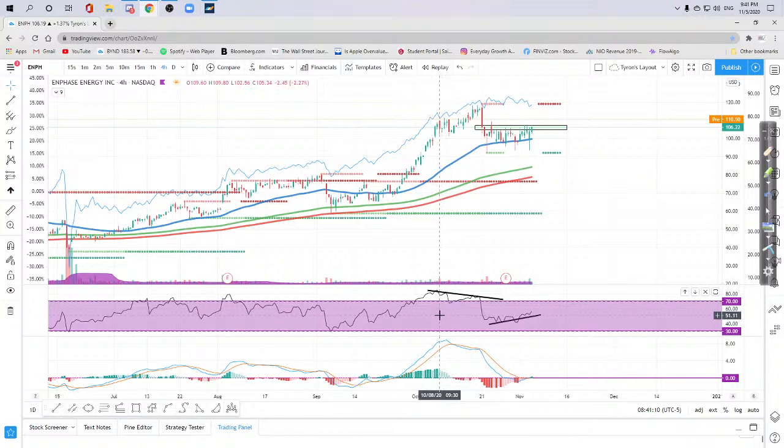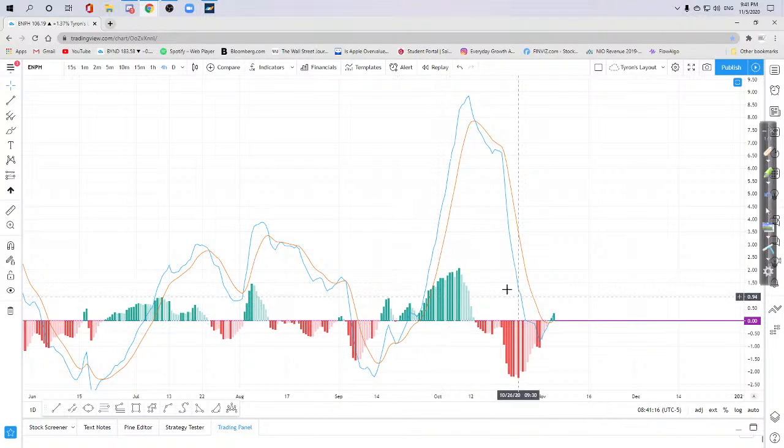So I bet many of you are like, but T, what the heck are those histograms? What are these bars over here? What does that mean? Well, what the bars tell you is actually the distance between the moving averages up here. They tell you the distance between the moving averages.